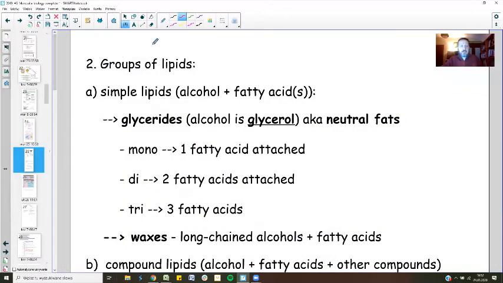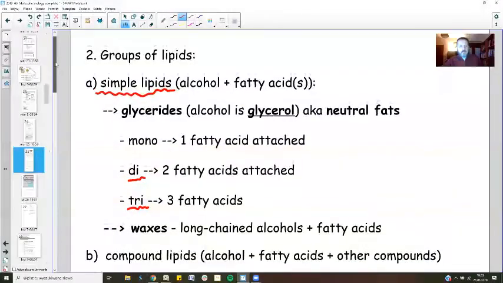Okay, let's take a look at the classification of lipids. One group is simple lipids, called simple because they contain only alcohol and fatty acids. In this family, we find glycerides, in which glycerol is the alcohol. I showed you that in the previous slide. Another name for them is neutral fats. If only one hydroxyl group is linked to a fatty acid, then it's a monoglyceride. If there are two, they are diglycerides, and triglycerides if there are three fatty acids attached.